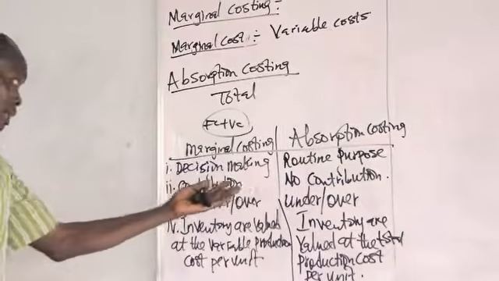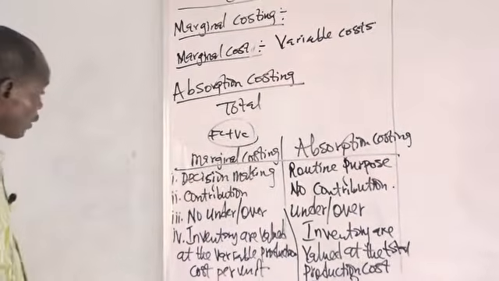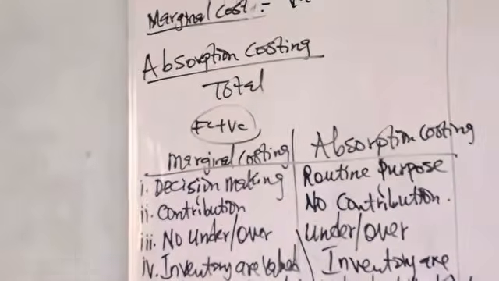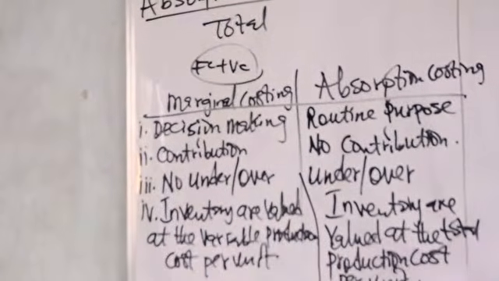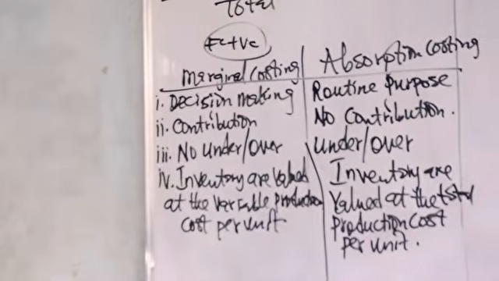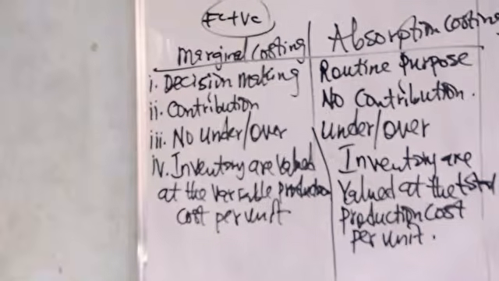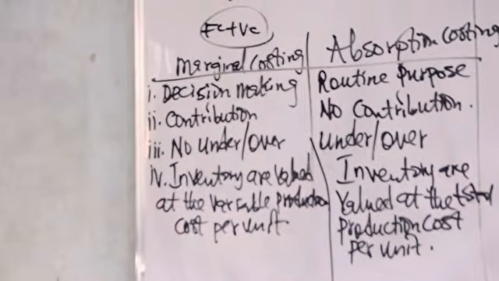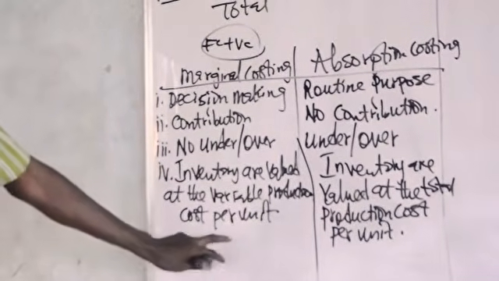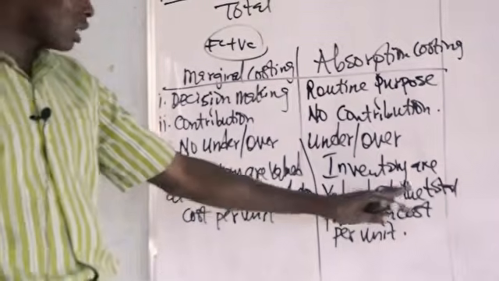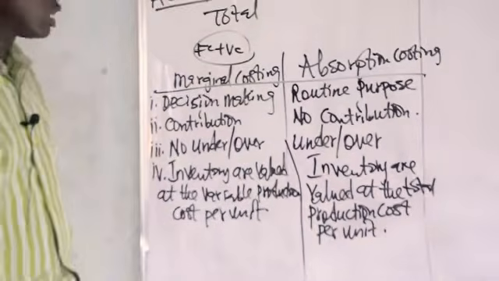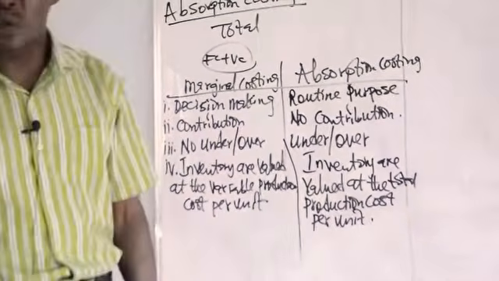I've told you the major concepts. We use marginal costing for the purpose of decisions, but we use absorption costing for routine. There is contribution in our operating statement under marginal costing, but none in absorption costing. We don't have under or over absorption in marginal costing, but we have that in absorption costing. We value inventory at the variable production cost per unit in marginal costing. In absorption costing, you consider the total, that is both fixed and variable production cost. It's only production cost you consider when valuing your inventory.